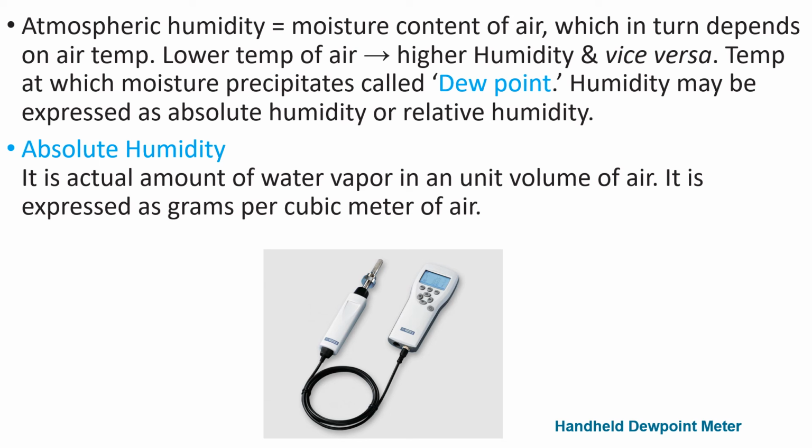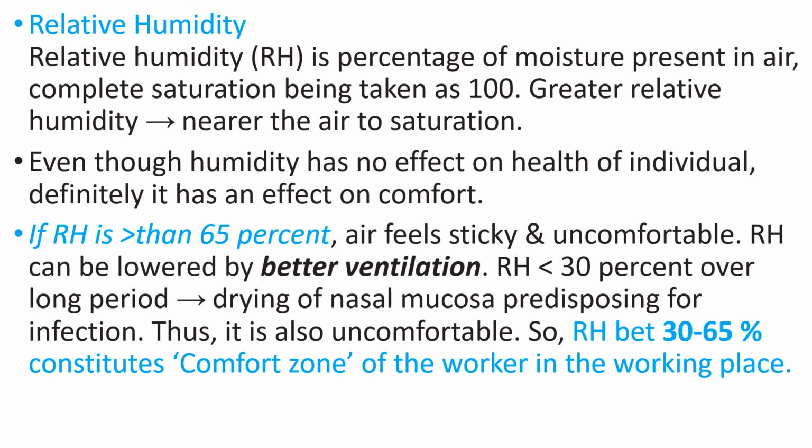This is the picture of a handheld dew point meter. Relative humidity, RH, is the percentage of moisture present in air, complete saturation being taken as 100. Greater relative humidity means the air is nearer to saturation.